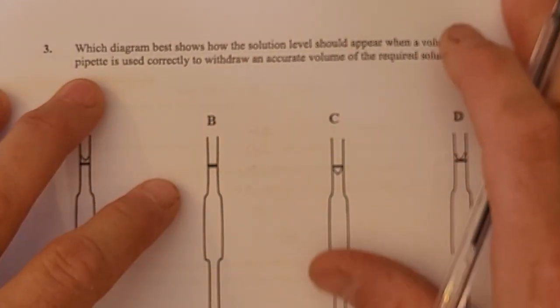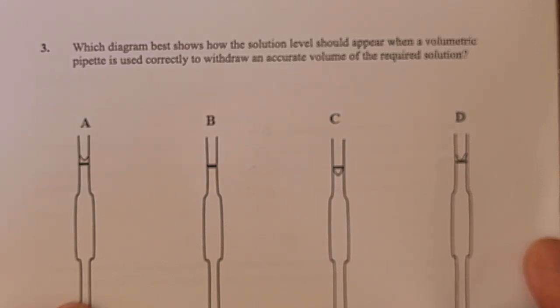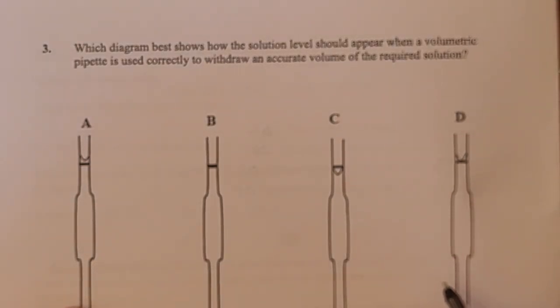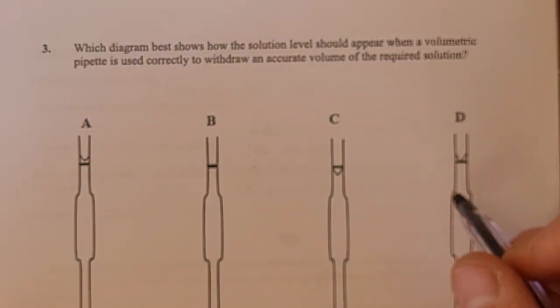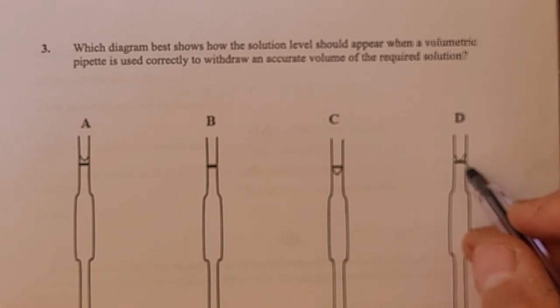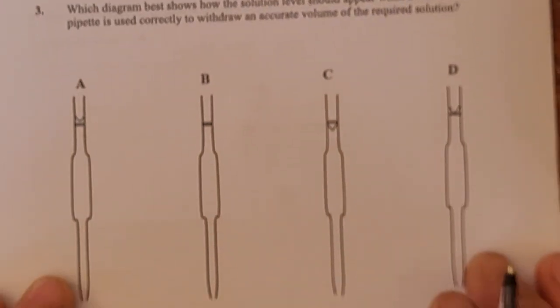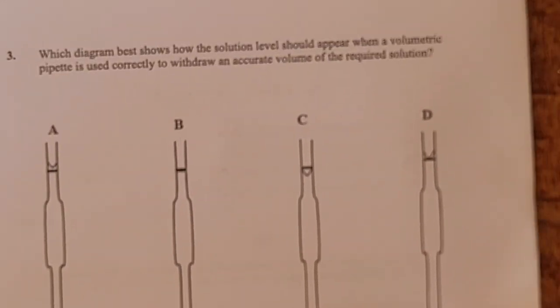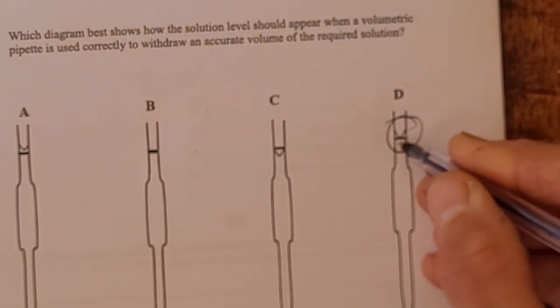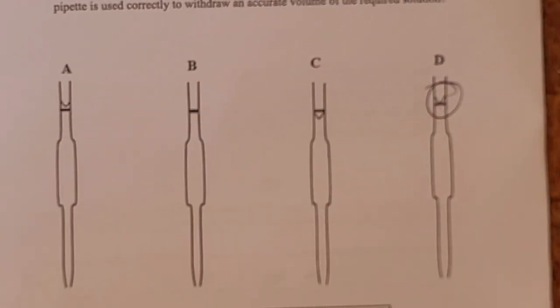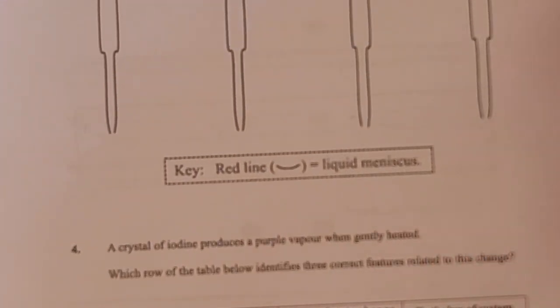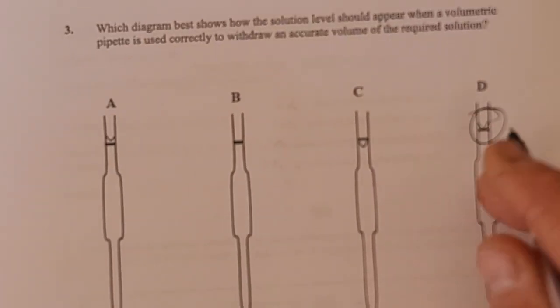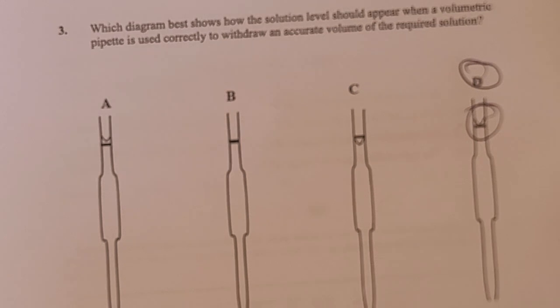Okie dokes. So we're showing some pipettes here. How do you measure a pipette? Well, you go from the bottom of the meniscus, which is this one here. Okay, so that is 3 is D.